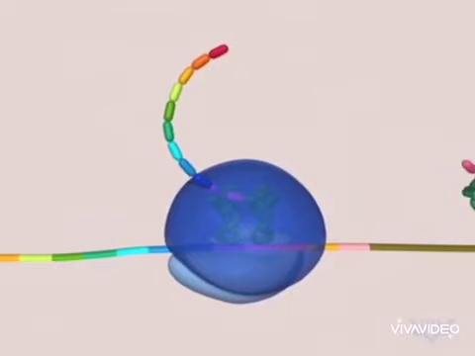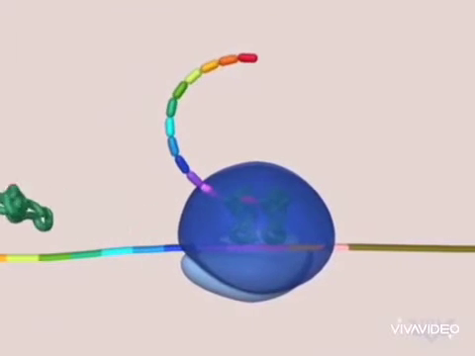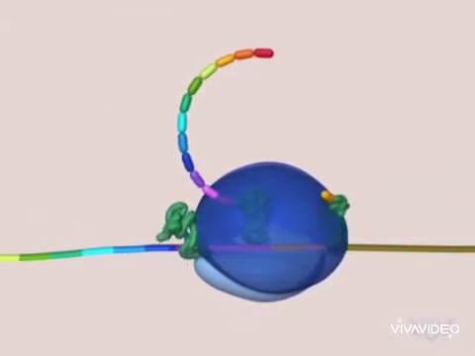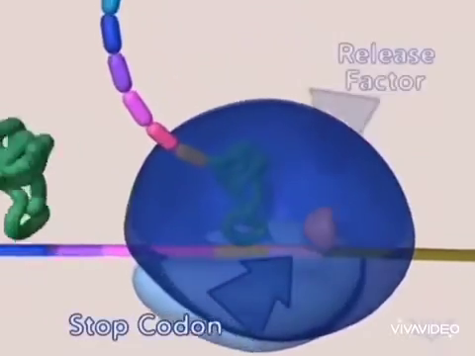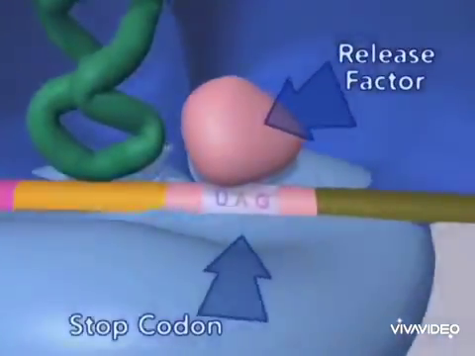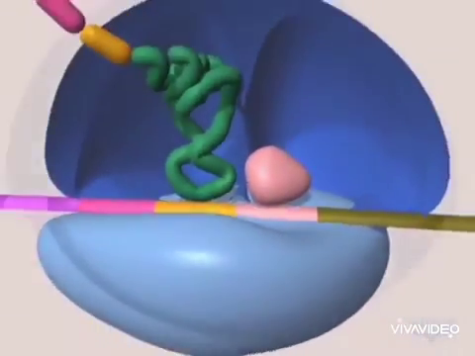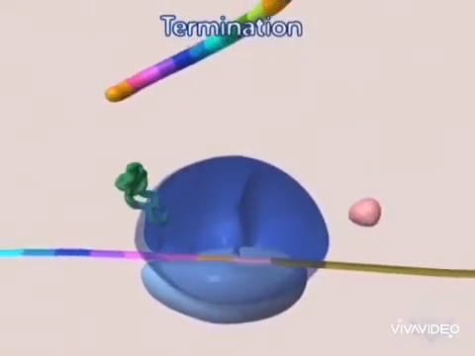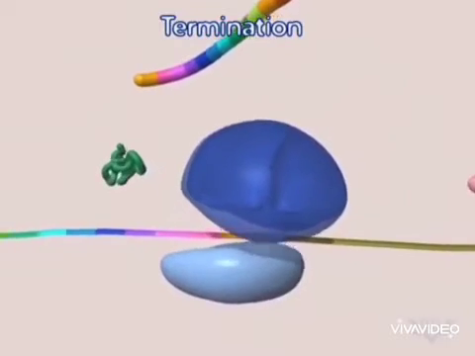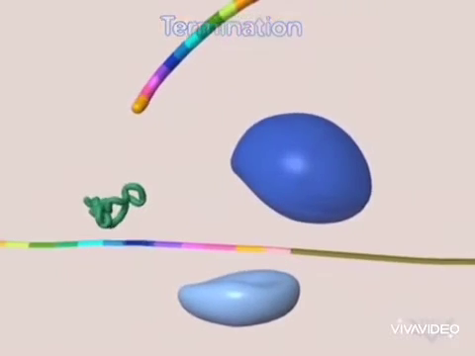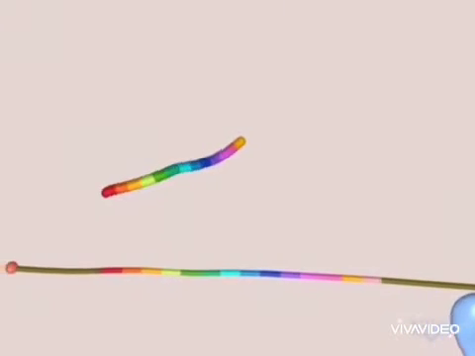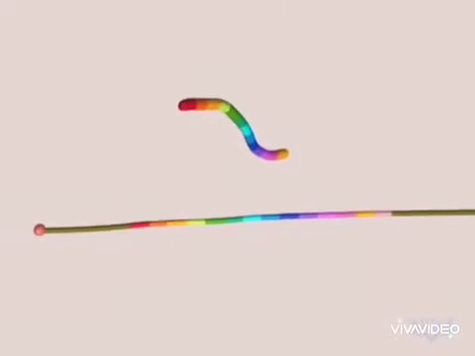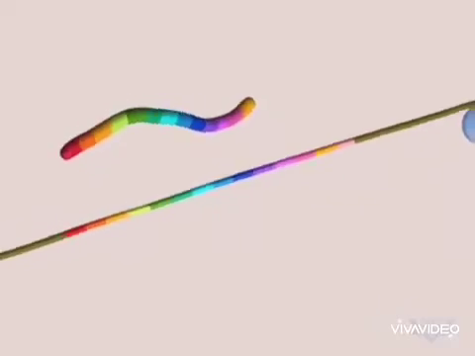When a stop codon is encountered in the A site, a release factor enters the A site, which is the purple one. We can see it clearly in the video. It enters the A site and translation is terminated. Here the termination process occurs. When termination is reached, the ribosome dissociates and the newly formed protein is released, which is also known as a peptide.